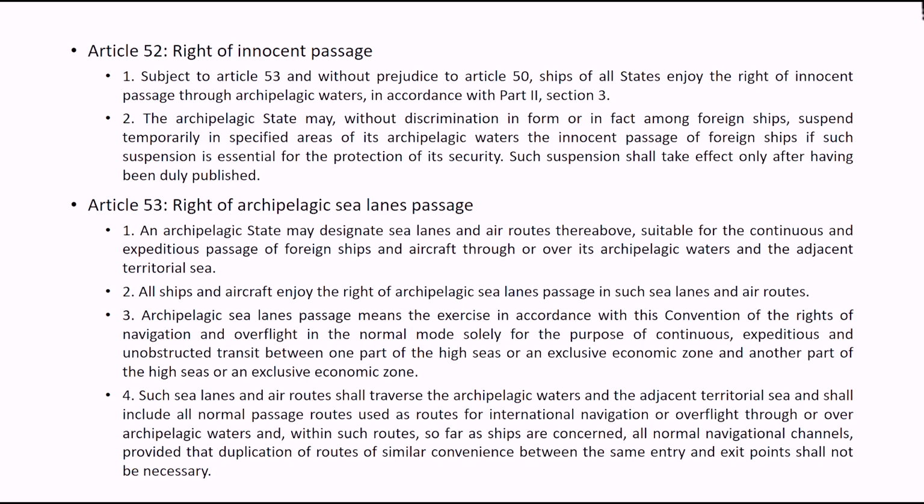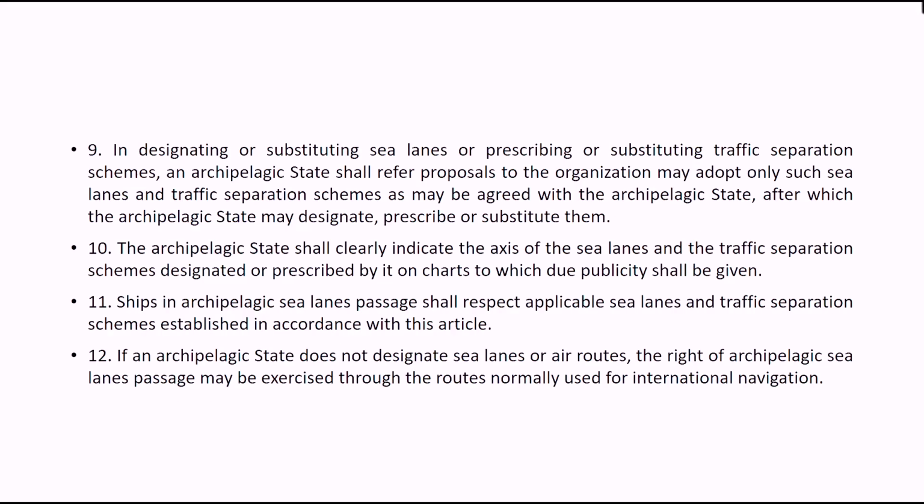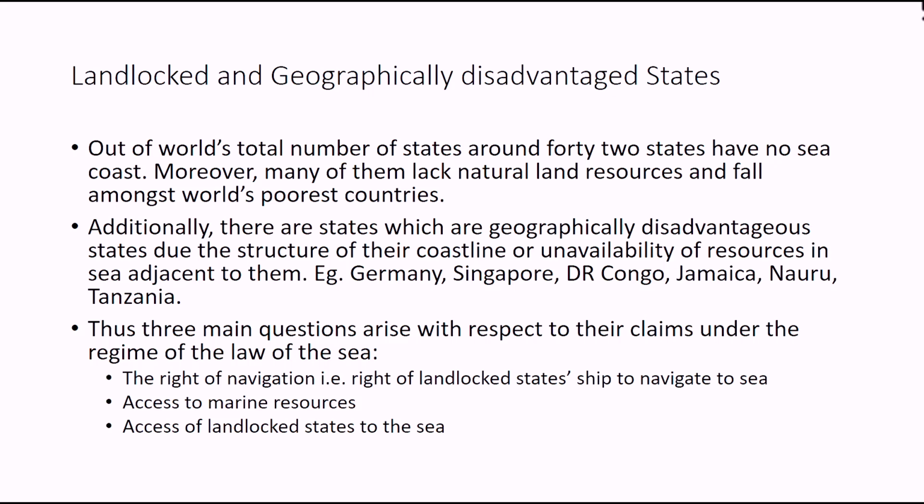Archipelagic sea lanes passage means the exercise, in accordance with this Convention, of the rights of navigation and overflight in the normal mode solely for the purpose of continuous, expeditious and unobstructed transit between one part of the high seas or an exclusive economic zone and another part of the high seas or an exclusive economic zone. Such sea lanes and air routes shall traverse the archipelagic waters and the adjacent territorial sea and shall include all normal passage routes used as routes for international navigation or overflight through or over archipelagic waters. Such sea lanes and air routes shall be defined by a series of continuous axis lines from the entry points of passage routes to the exit points. So, these are certain rights and duties as far as archipelagic states are concerned.